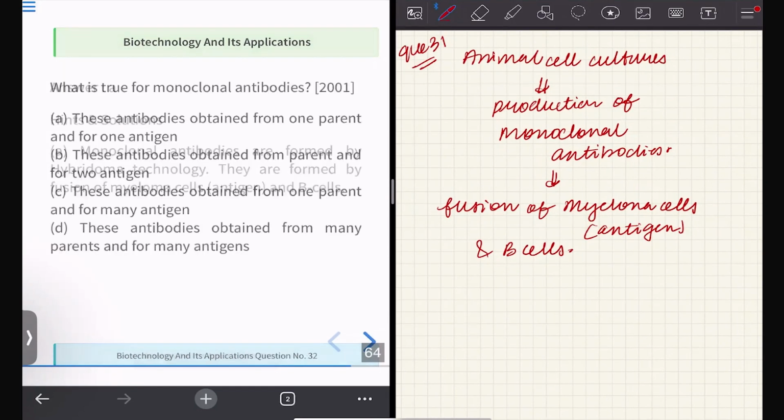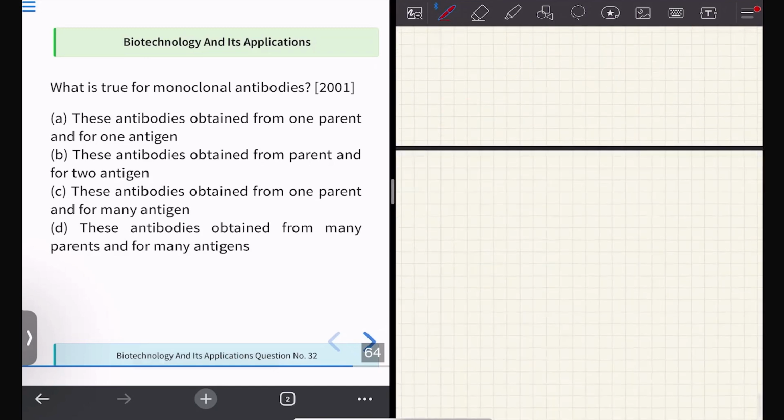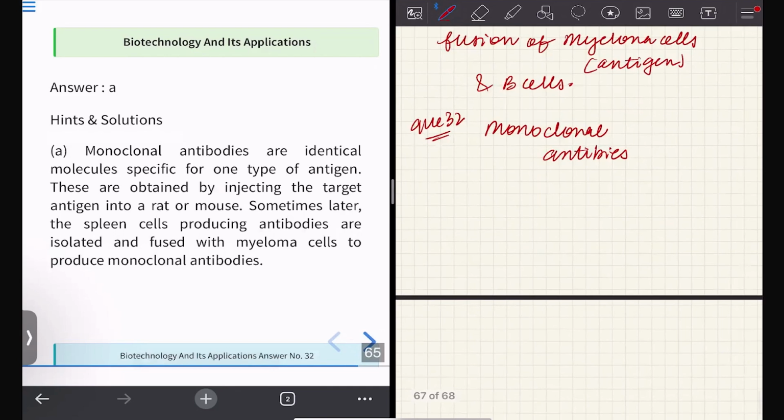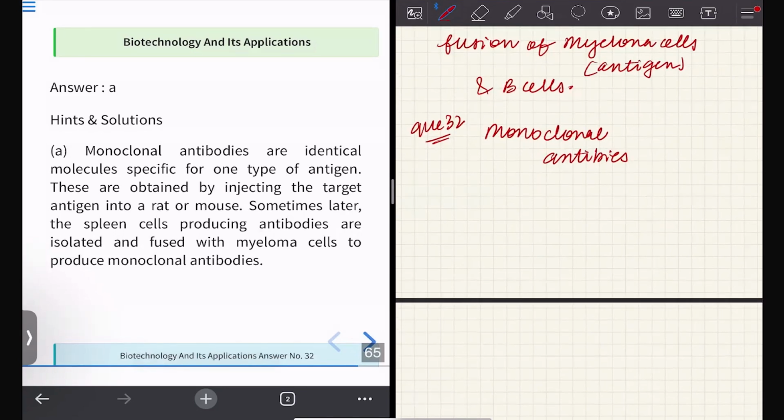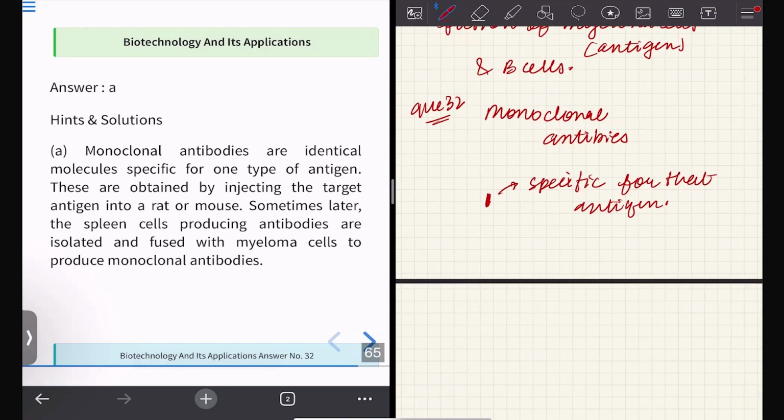Okay, moving on to the next one, we have which of the following is true for monoclonal antibodies? So, question number 32, we have monoclonal antibodies. What are monoclonal antibodies? The monoclonal antibodies, they are identical molecules that are specific for one type of antigen. Suppose this is the antigen, so they are specific for that antigen only. Okay, and how are they produced? They are obtained by injecting the target antigen into a rat or a mouse.